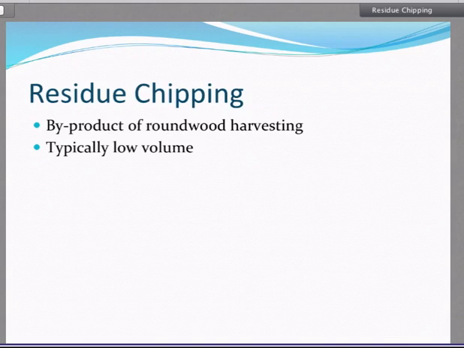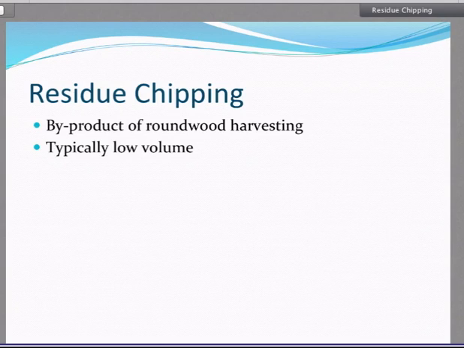The third category you hear a lot about is what I call residue chipping, and that's the byproduct of roundwood harvesting. Everyone's been past a logging job and seen that big pile of tops and limbs, and some loggers do a pretty good job carrying it back to the woods just to spread it. Some carry it back to the woods to put it in the skid trail to reduce compaction and fill in wet spots and things like that.